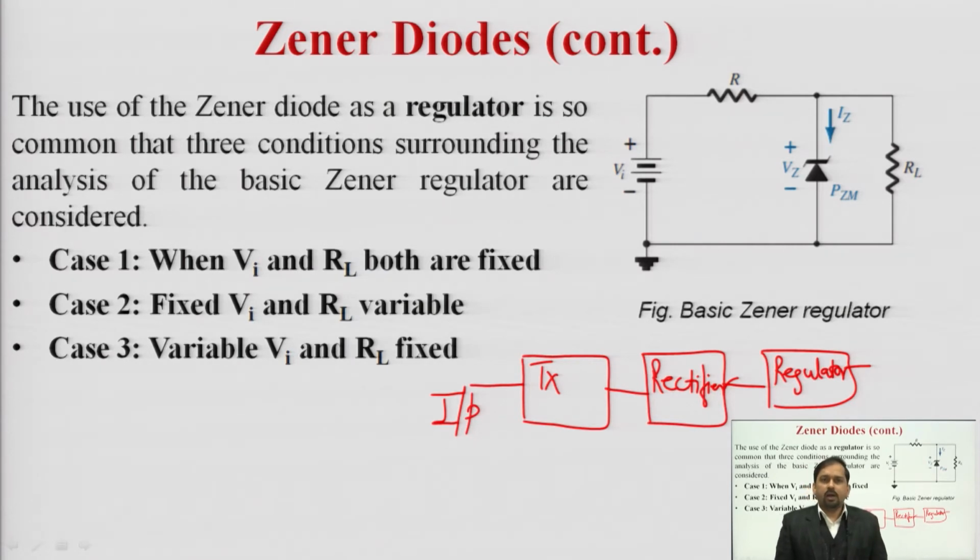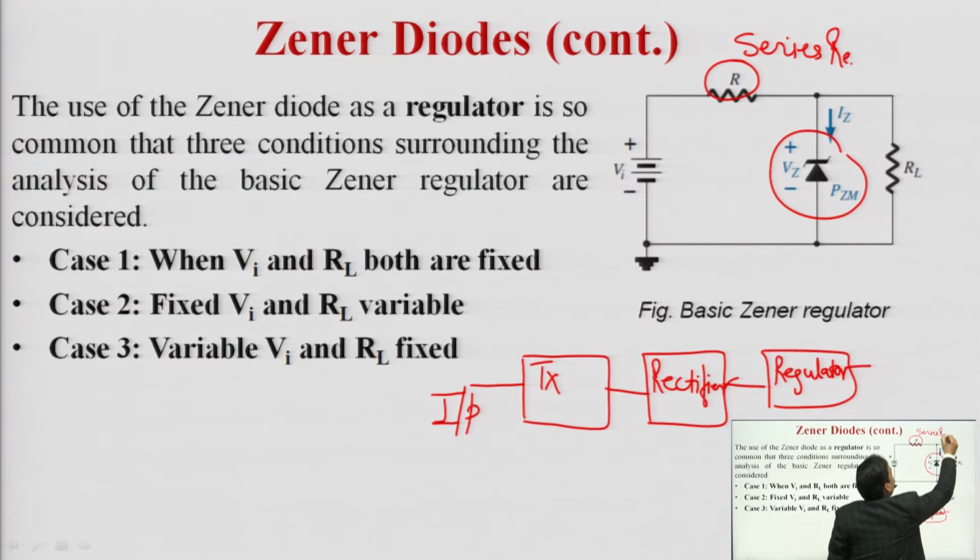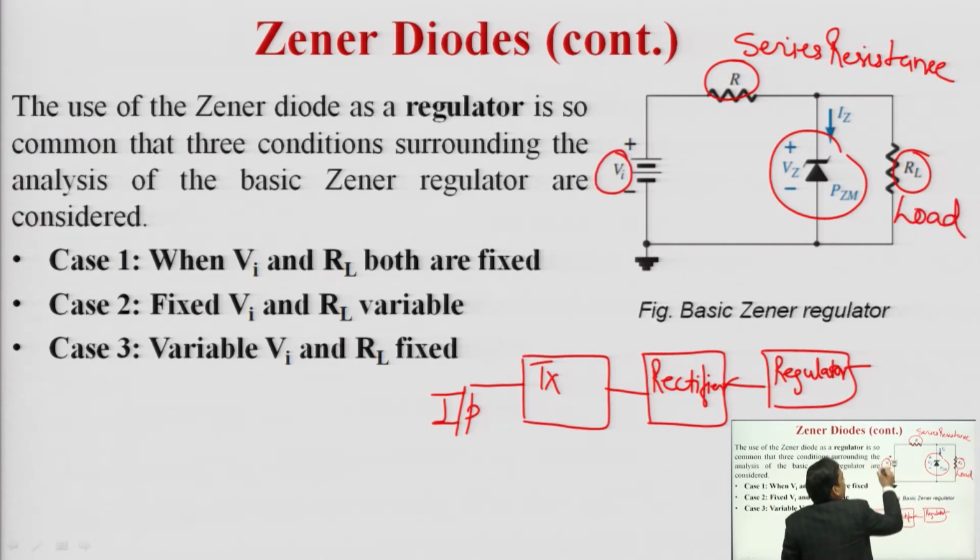There are various types of regulators available. One is the Zener diode as a voltage regulator. After that we have transistors either in series or in shunt. There are several cases corresponding to the regulators. For a regulator circuit we have a Zener diode, one series resistance, and RL is supposed to be the load, and Vi is the input voltage.